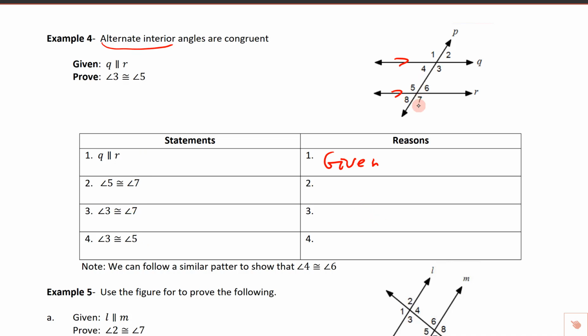So angle 5 and angle 7. Well, those are vertical angles. Okay, that's why they're congruent. Angle 3 is congruent to angle 7.